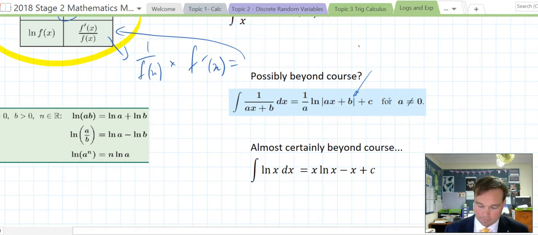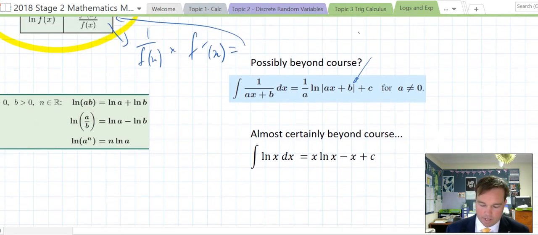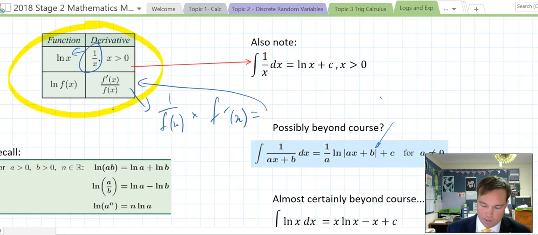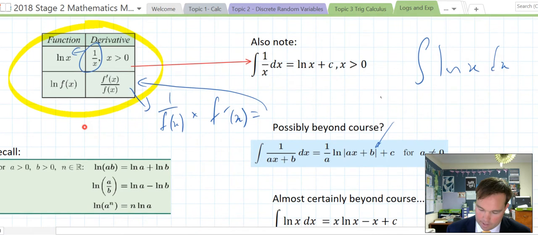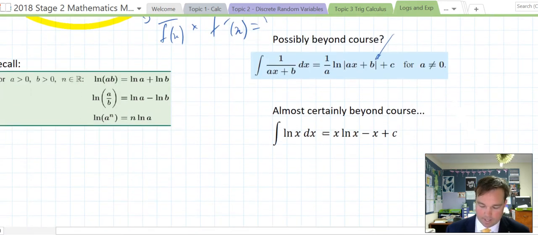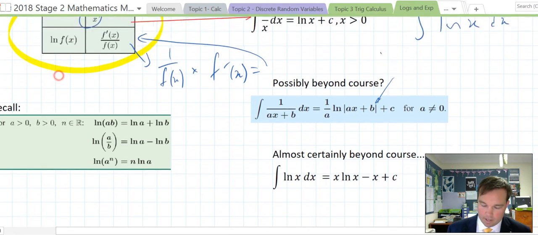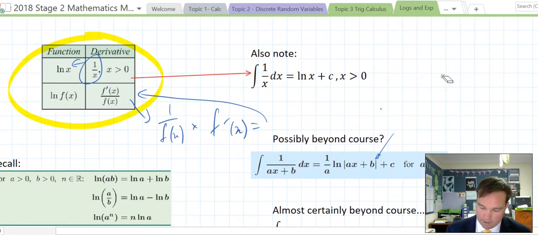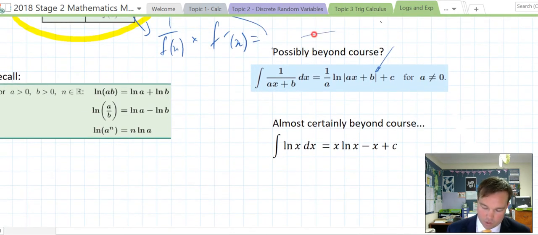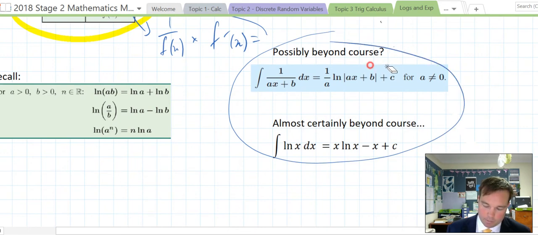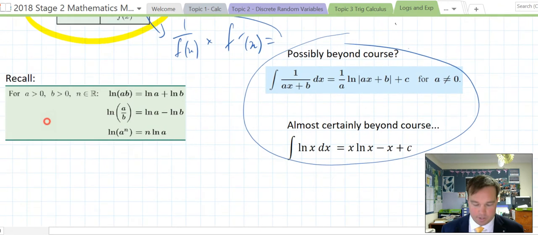plus c. And then almost certainly beyond course, note up here, I didn't tell you how to integrate ln x dx. The integral of ln x dx is x ln x take x plus c. The proof is well beyond the course, however, it might be worth just having these two down somewhere subtle in your reference book for use later on with some harder questions.